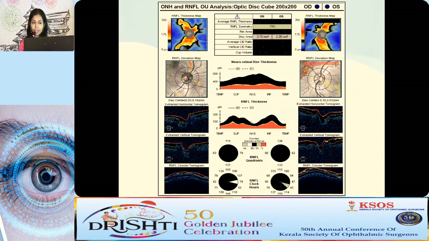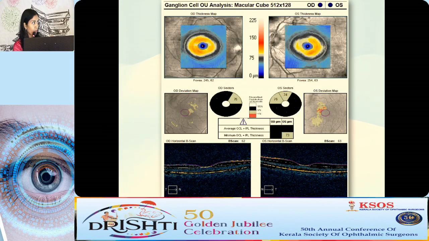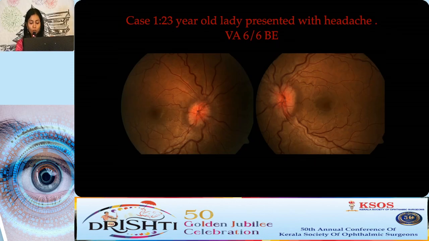Quantitative measurement is the one which we usually do in the assessment of neuro-ophthalmological cases. So we look at the thickness of the peripapillary retinal nerve fiber layer, where the average reading you can get from here and the sectoral readings from here. Similarly, we also get the thickness of the ganglion cells. So let's go to a few cases.